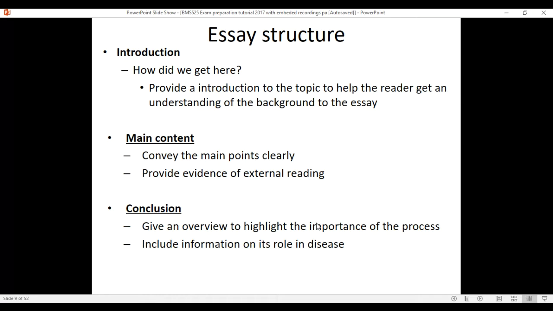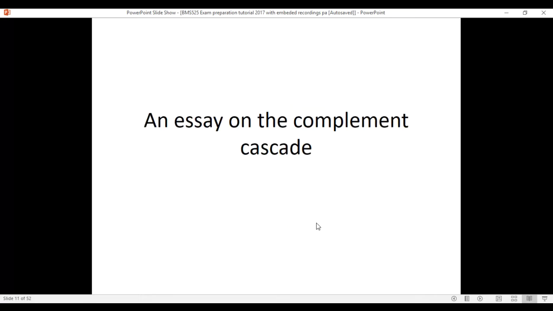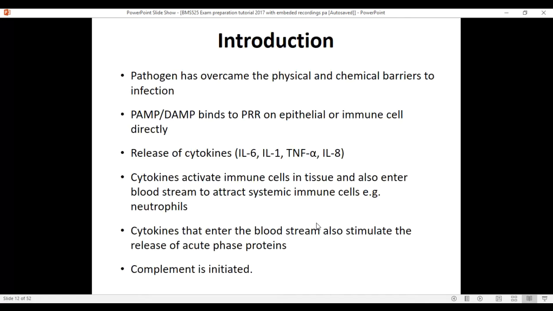So, for example, give an example of when defective immune function can result in disease or increase the risk of disease or infection. Okay, so what I'm going to do is give examples of essays from innate immunity in this tutorial, and then I can put up some videos of other examples of adaptive immunity. Okay, so an essay on the complement cascade.